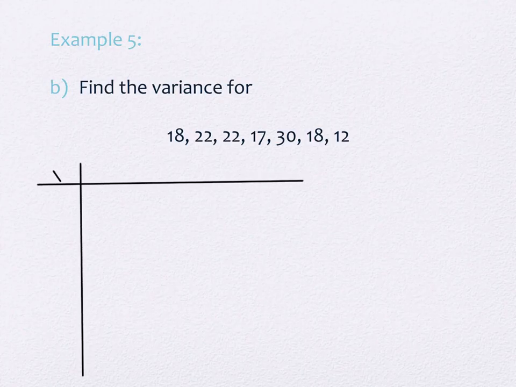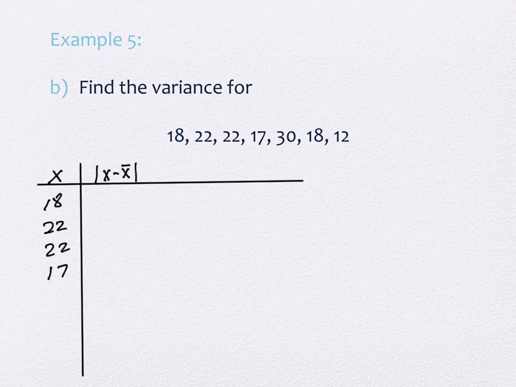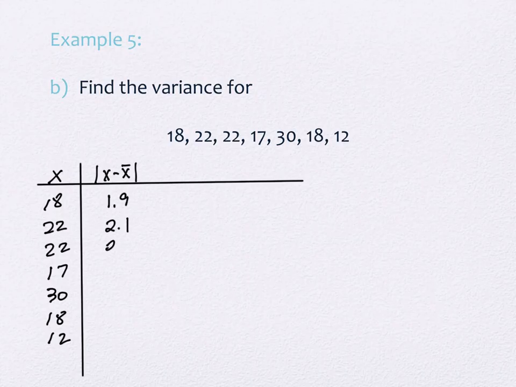So I have my x. Okay, here we go. And I want to do x minus the mean. So I have 18, 22, 22, 17, 30, 18, and 12. I'm going to take the same values that I had from before. So I had 1.9, 2.1, 2.1, 2.9, 10.1, 1.9, and 7.9. Okay, everybody good?